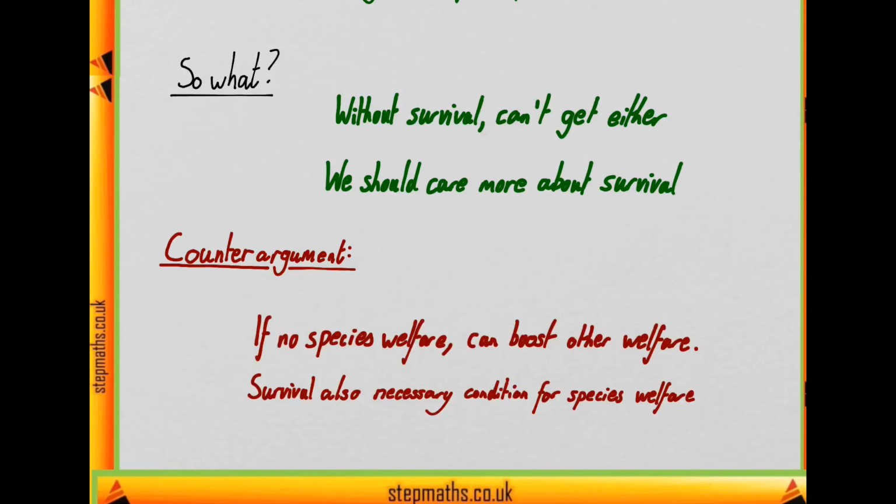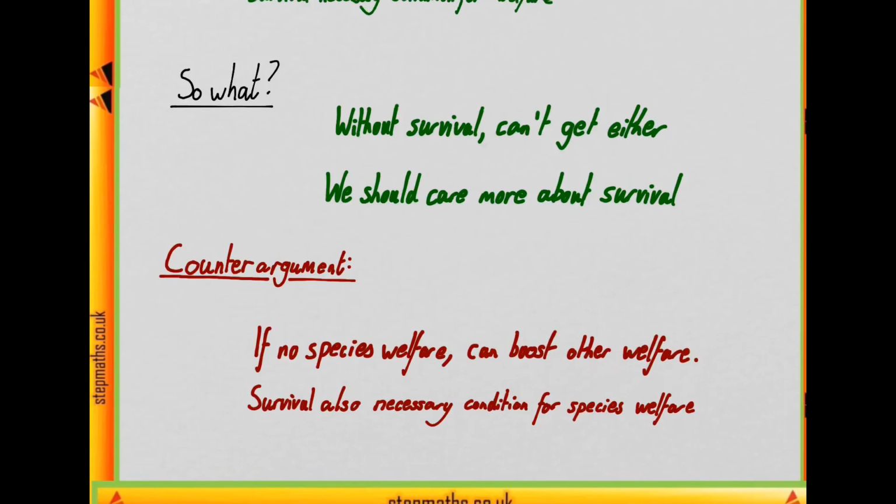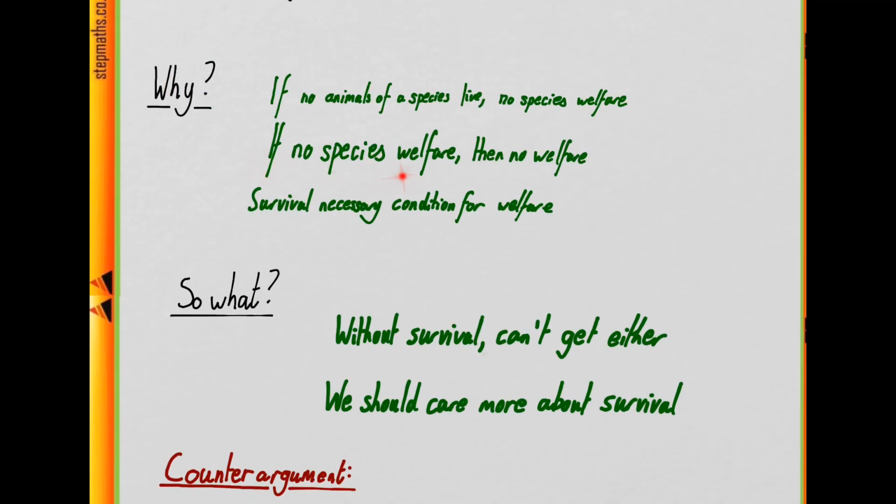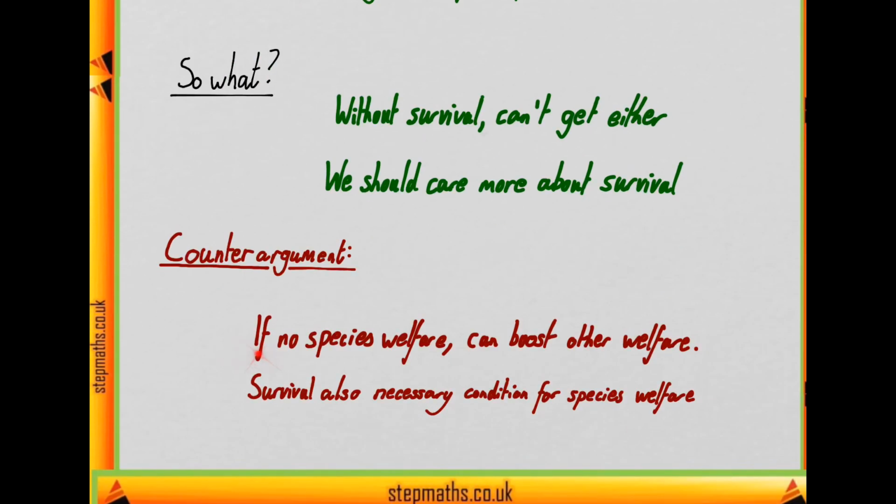Well, one might be, if there's no species welfare, we can still have other welfare. So what do I mean by this? Up here we said if there's no species welfare, there's no relevant welfare. Whereas if we look down here, we can say, even if we had to, for example, kill a species, we'd lose out on their survival. However, this might boost human welfare. For example, gladiators who killed off species for public amusement might boost human welfare, and we might say we should care more about human welfare than survival of species.